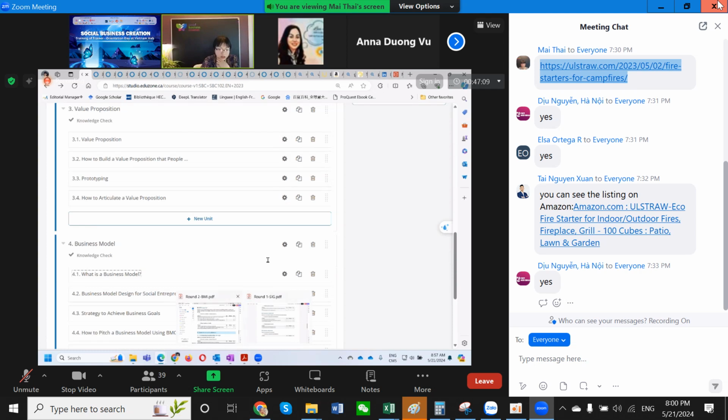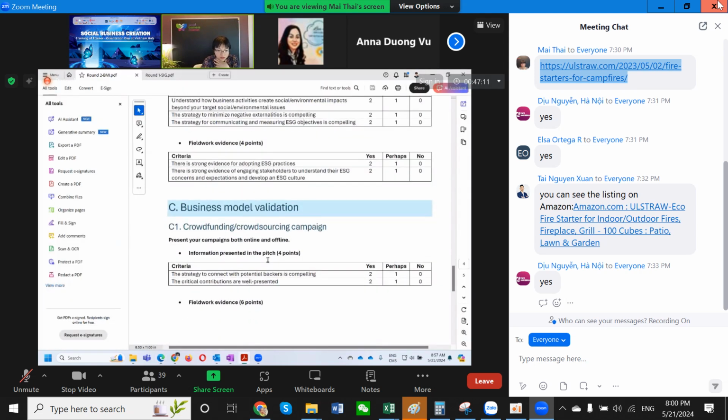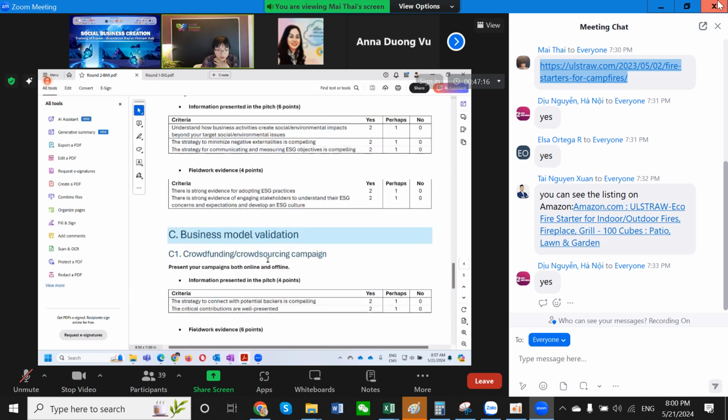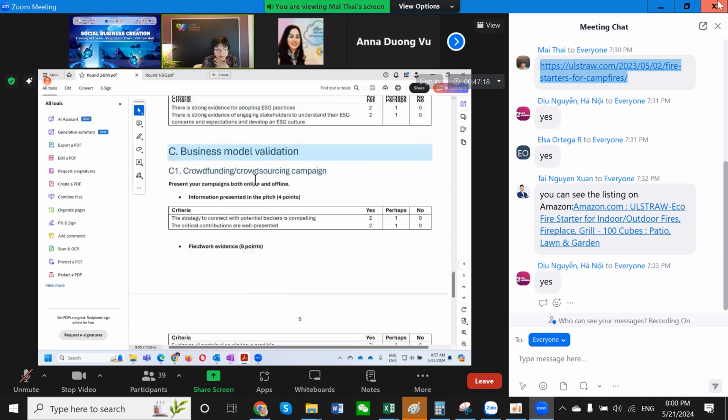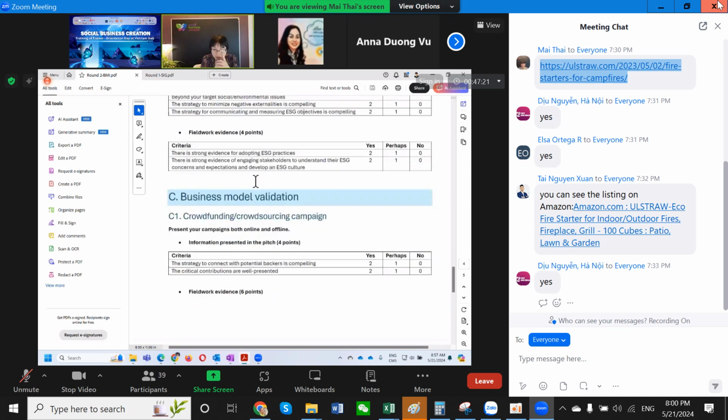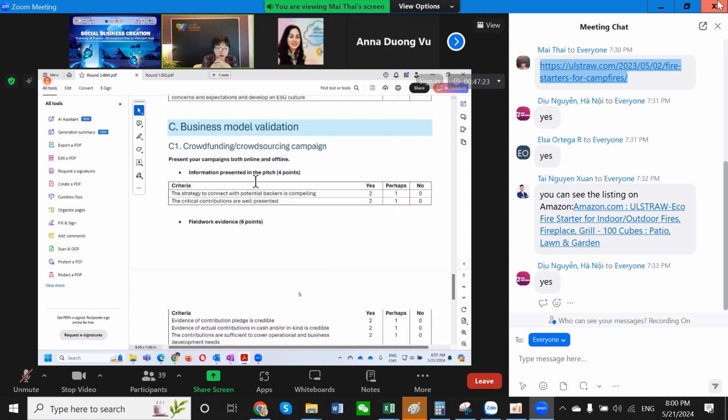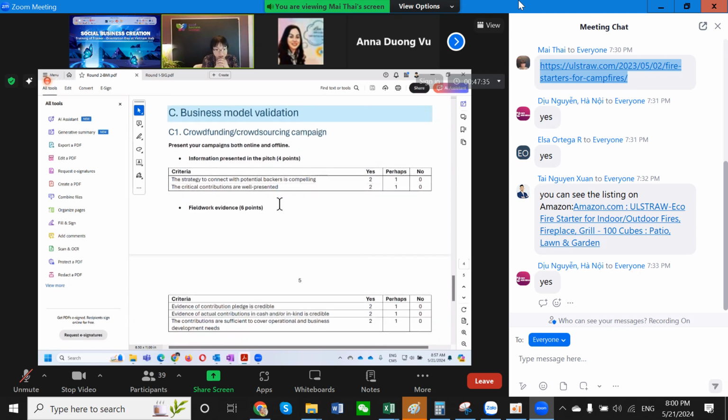And next week, I'm going to show you videos and we will practice evaluating the students. Now at this round, it is very important that we ask students to run their crowdfunding and crowdsourcing campaign. This is a validation to see whether their pitch will make any impact. So will there be any person willing to make the payment?